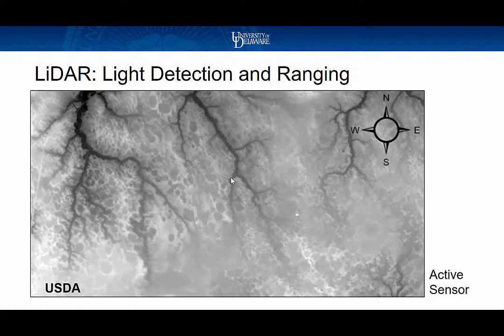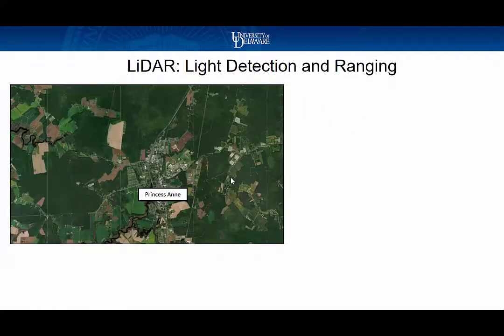Now, while this might not apply to crop monitoring, this is the Delmarva region, and you can see all these different Delmarva bays in this area. So LIDAR can get very specific elevations, and this is where it can come in useful. This is the area around Princess Anne. So here's your visual image, and you can see quite a bit. You can see the different fields, you can see the towns, you can see the roads and the forests, and it gives you an idea of what's going on.